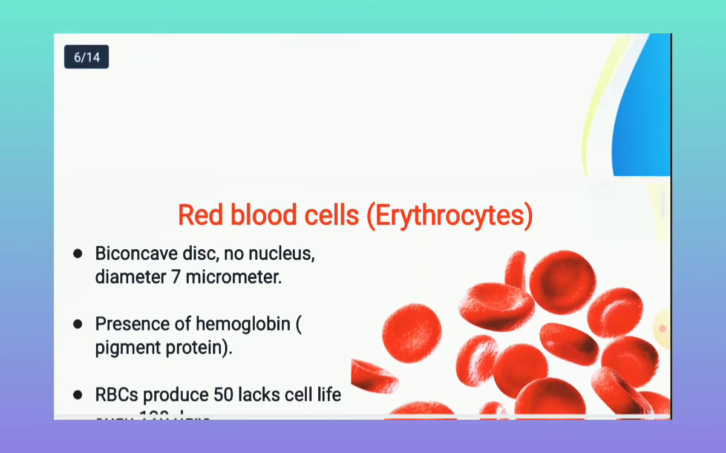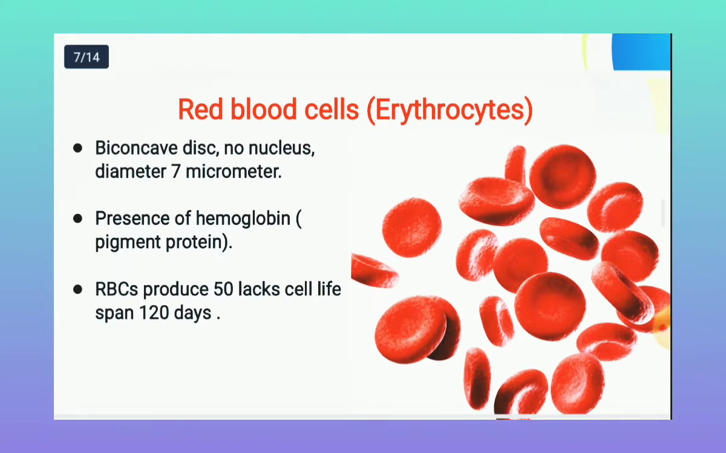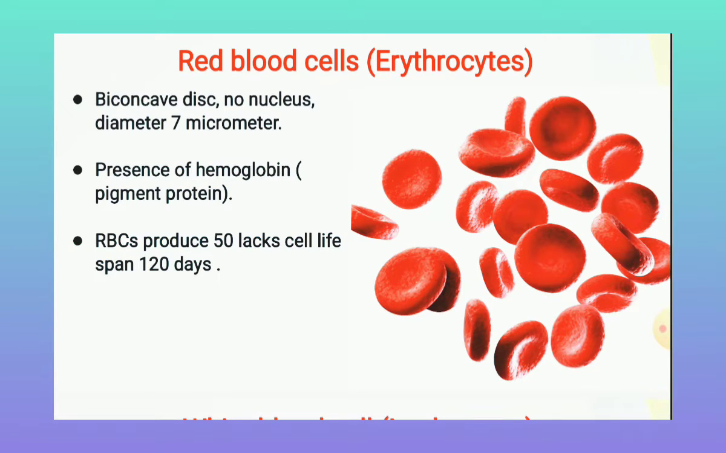Now what are the red blood cells? Now we'll discuss the red blood cells, that is erythrocytes, the scientific name of RBC. It has a biconcave disc shape, and there is no nucleus, and the diameter of the RBC is 7 micrometers, and there is the presence of hemoglobin, a pigment protein. So where we get the hemoglobin in the blood, that is the RBC. RBC produces 50 lakh cells, and its lifespan is 120 days.